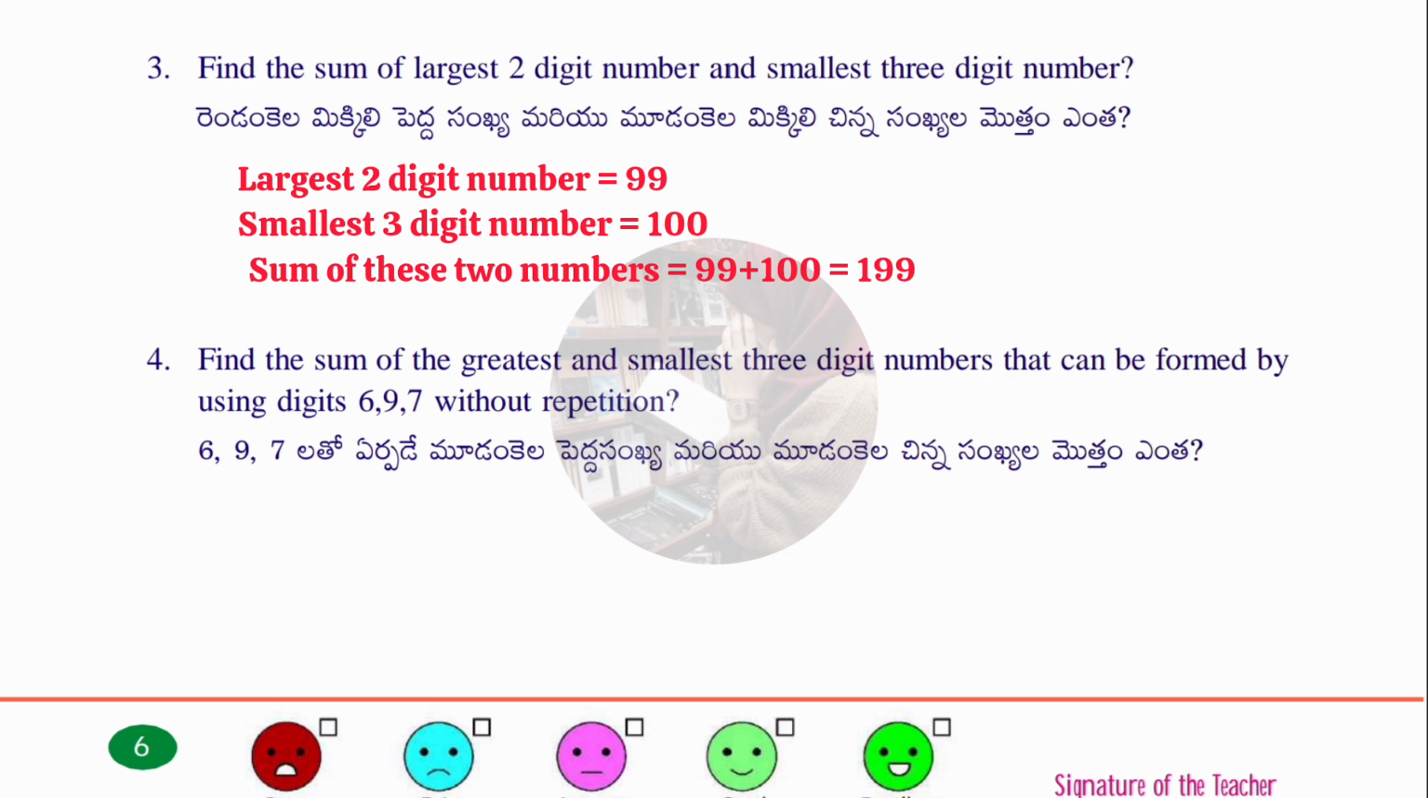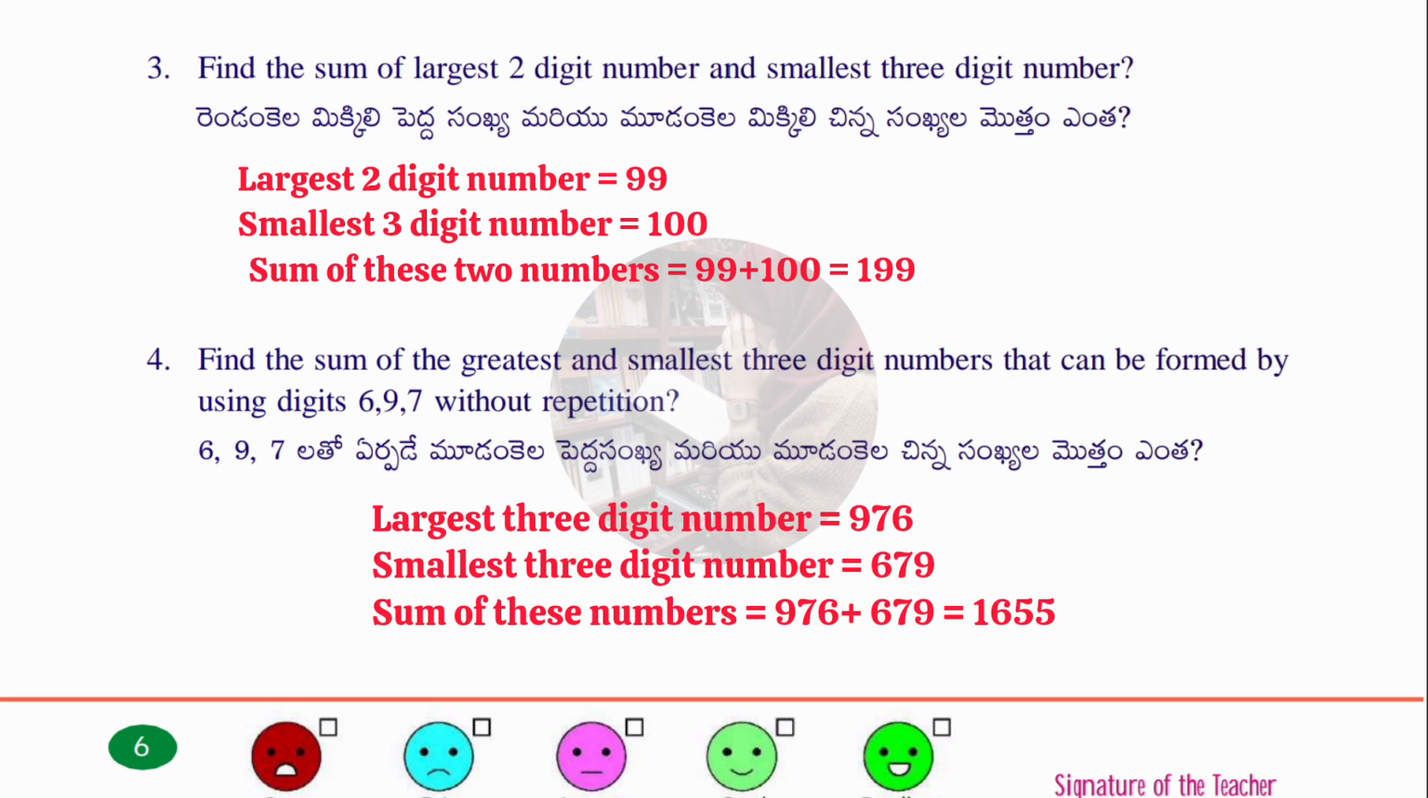Okay, here what we have to do: we are given 3 digits, which are 6, 9 and 7. By using these 3 digits, we have to make one greatest number and one smallest number, and then we have to add them. But keep in mind that the digits should not be repeated.